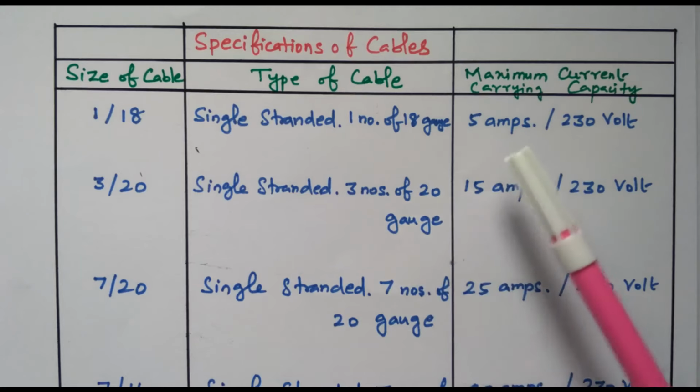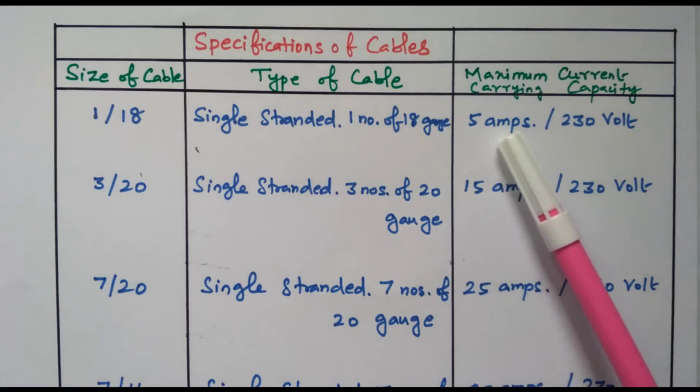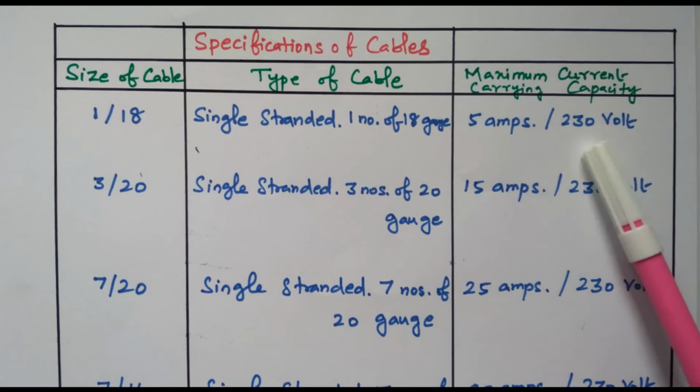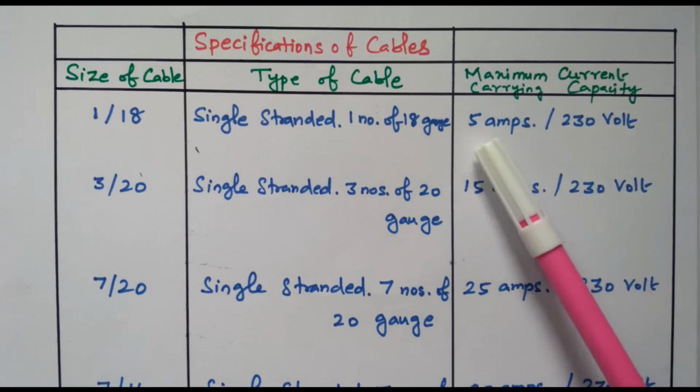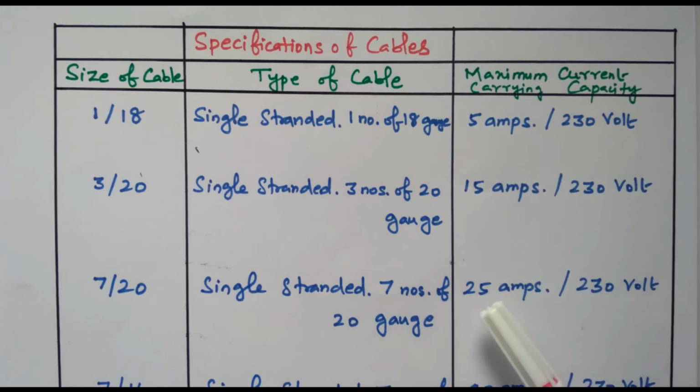So what is the capacity? This is 5 ampere. It will carry a maximum of 5 ampere at 230 volts. The voltage is 230 for all the cables. All the types carry 230. Only the current will differ. So it will take a maximum current of 5 ampere.